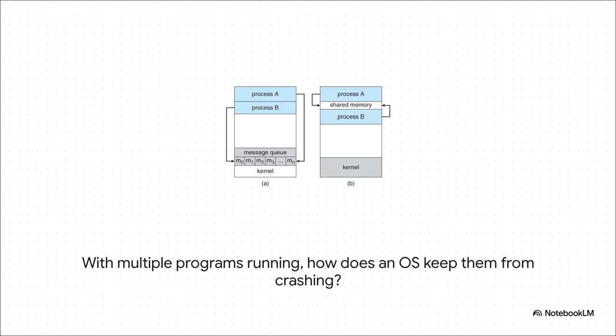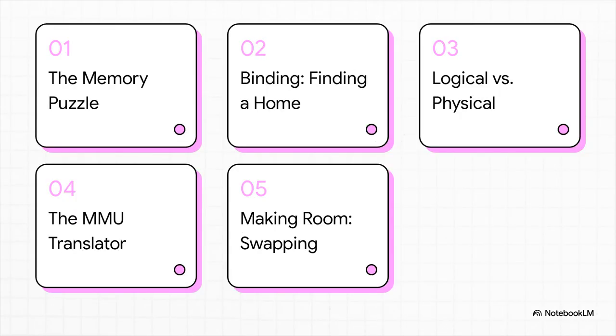So how does the operating system act like a traffic cop, making sure these programs stay in their own lanes and don't cause a massive system-crashing pileup? That is the fundamental puzzle we are about to solve. All right, here's our game plan. We're going to tackle this in 5 key steps.